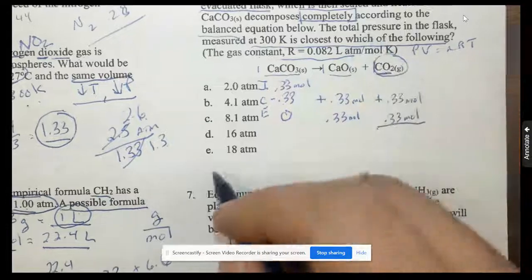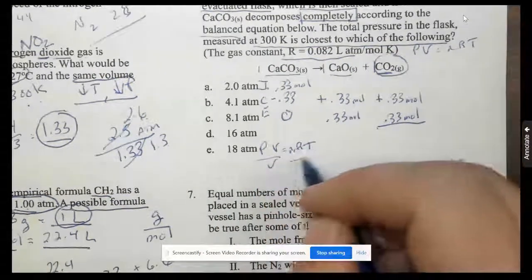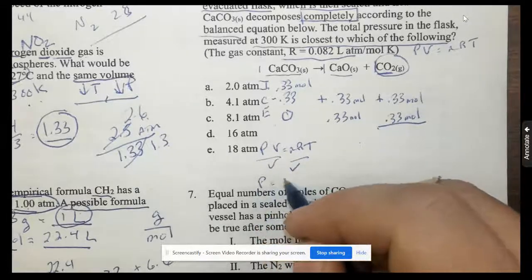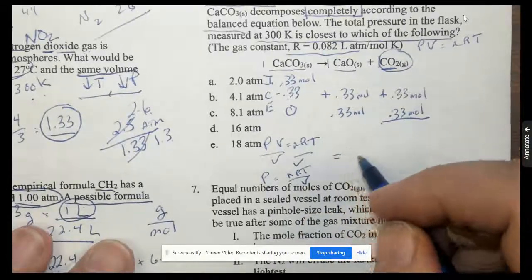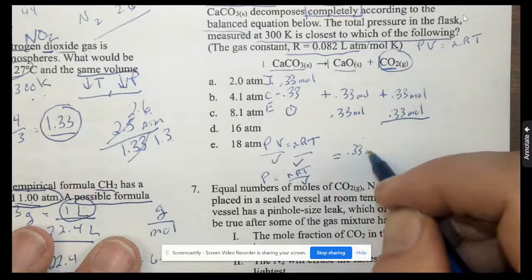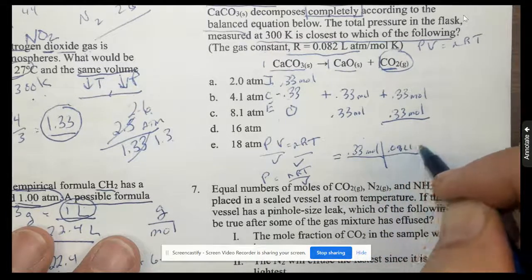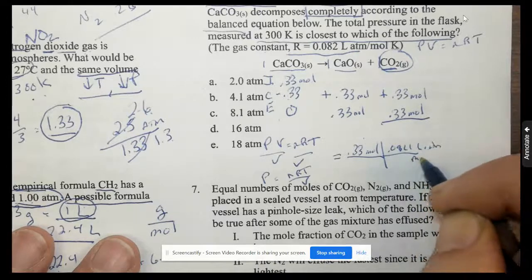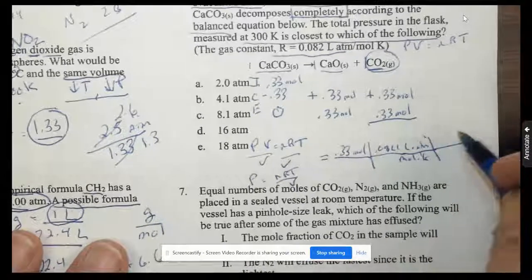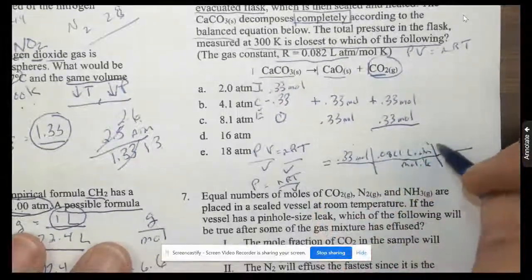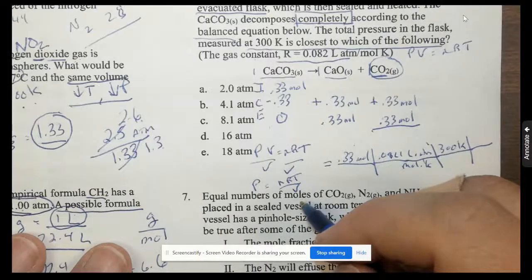It wants the total pressure. So I'm going to say PV equals nRT, divide both sides by V, P equals nRT over V. And we're going to have to put these numbers in. So 0.33 moles times 0.0821 liters atmospheres over moles Kelvin. Notice how I'm not taking any shortcuts. It's good to practice your units. Times the temperature, which is 300 Kelvin, divided by the volume.